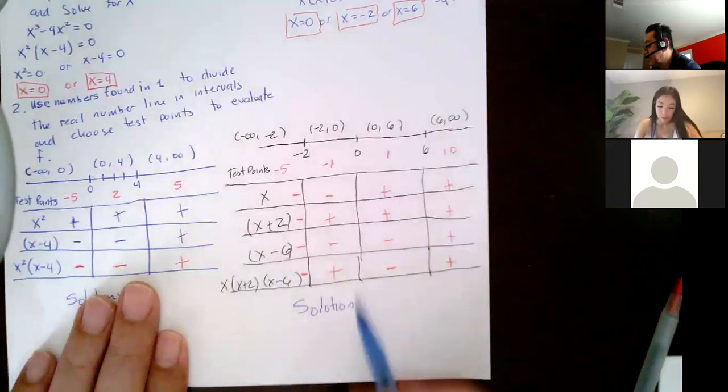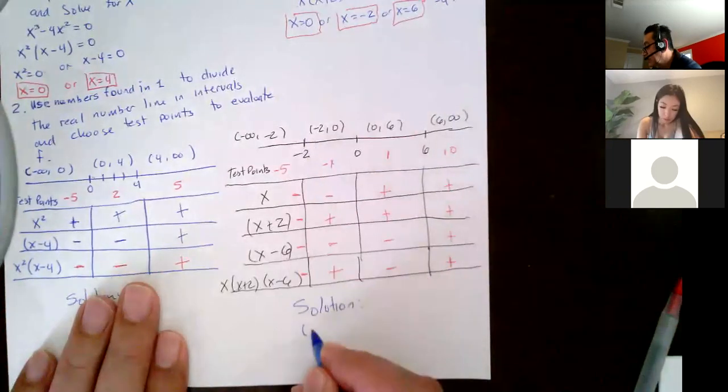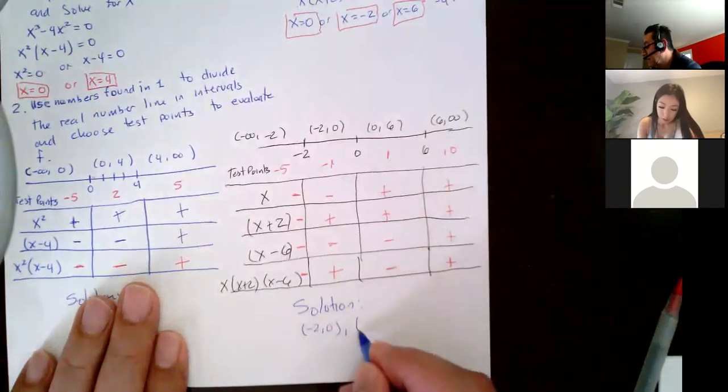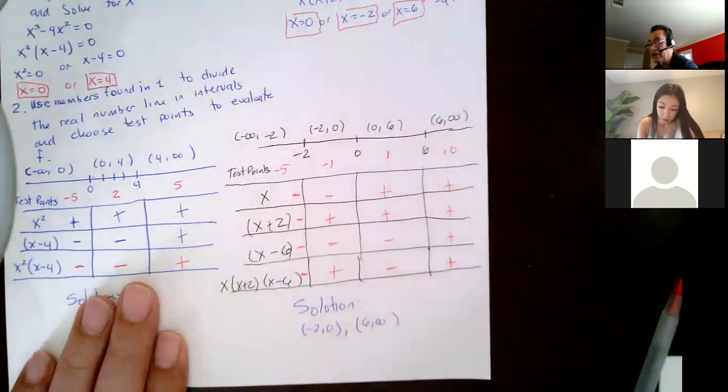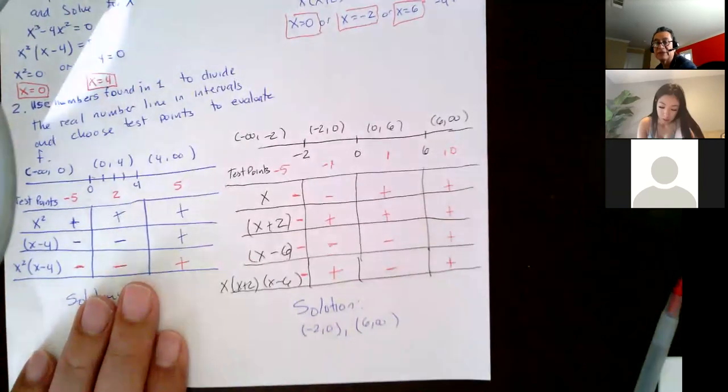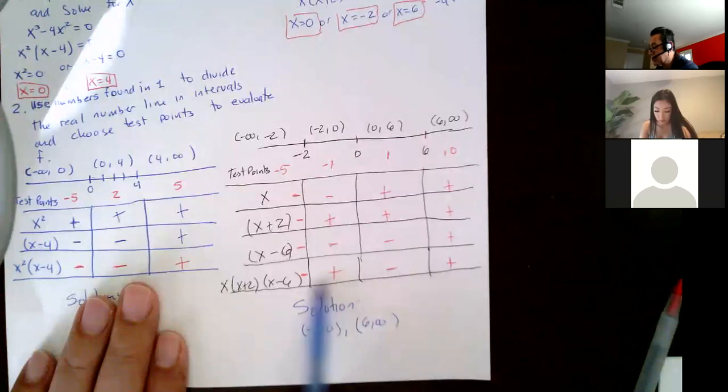It's going to be from negative 2 to 0, and 6 to infinity. Why is it negative 2 to 0? Because remember, Nadia, that we care about the bottom row. That's where the solution is going to be. The signs in the bottom row tell us the solution.